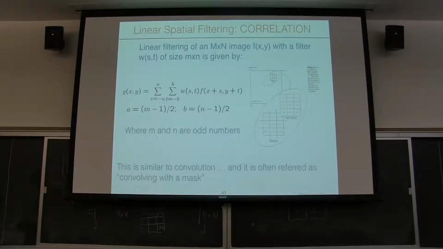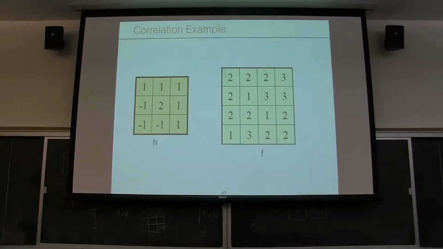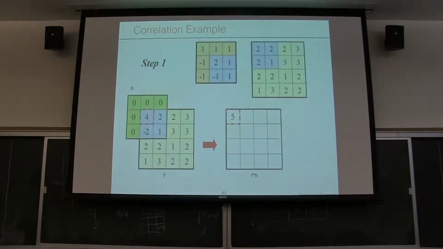Well, we did this. Here is an example of the correlation. So here's my kernel, 3 by 3. Here is the image. I'm going to apply that kernel on that. Again, what I need to do is slide this over it and do the sum of the products.